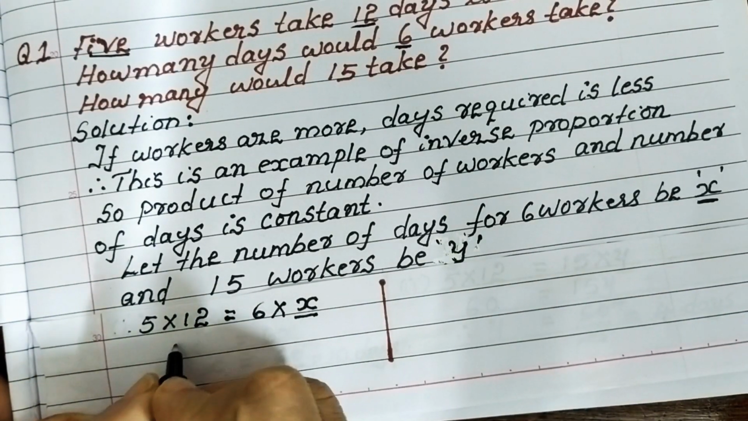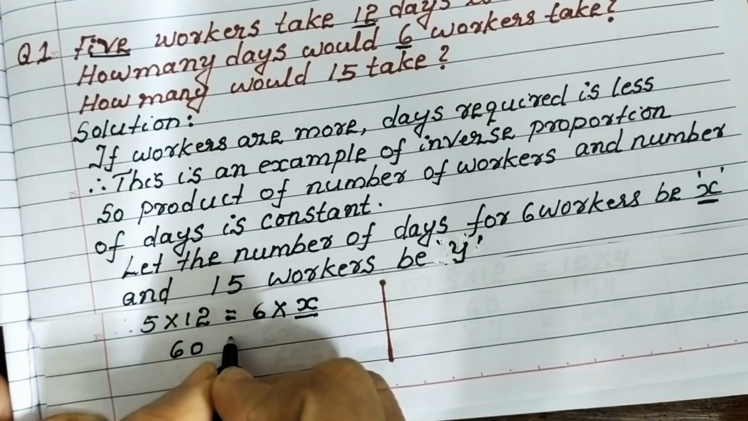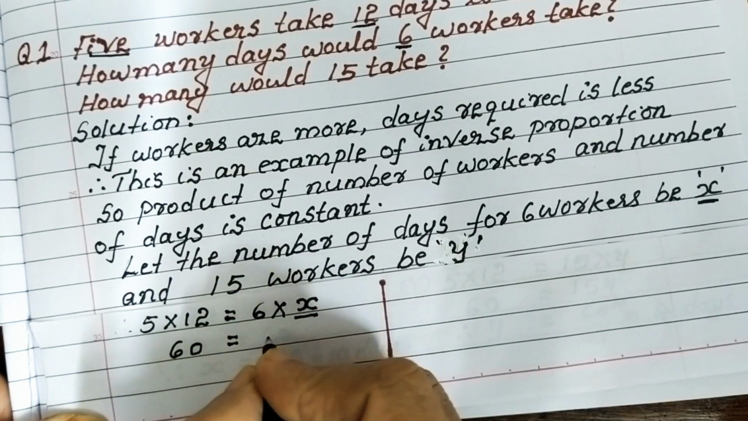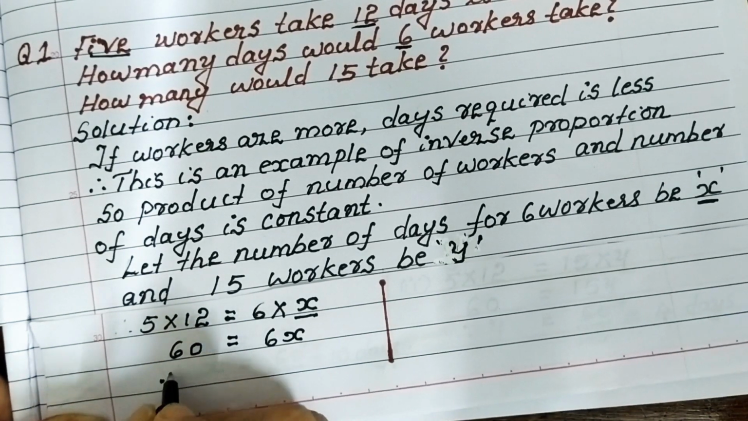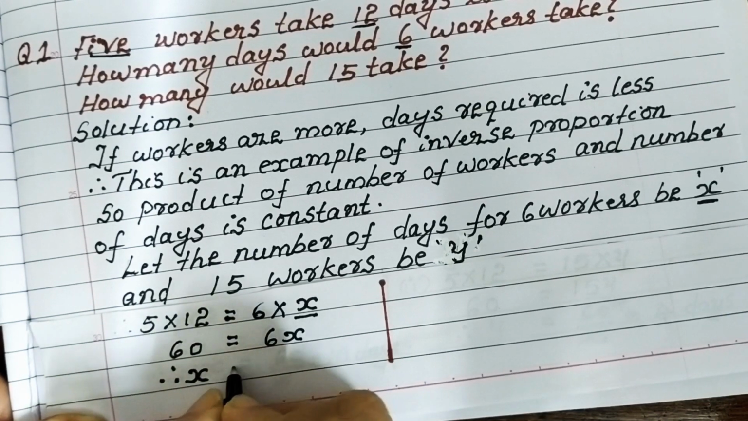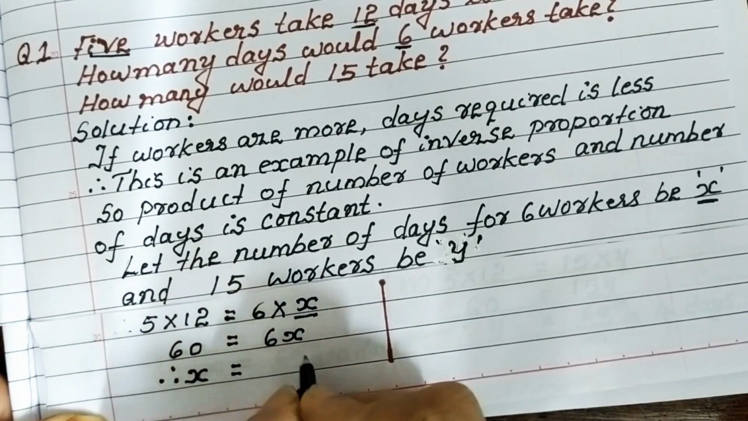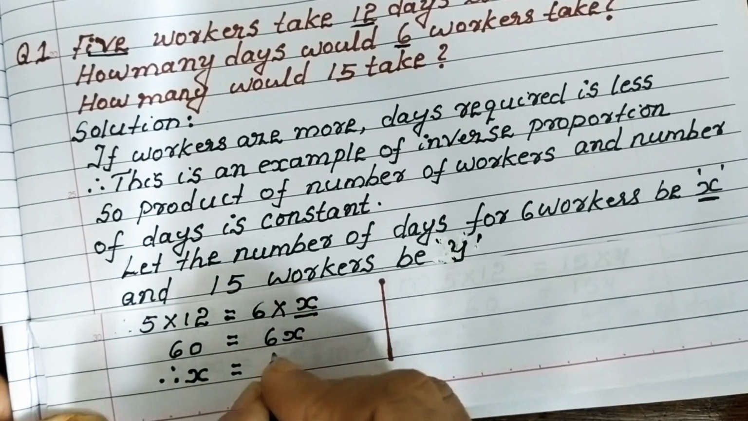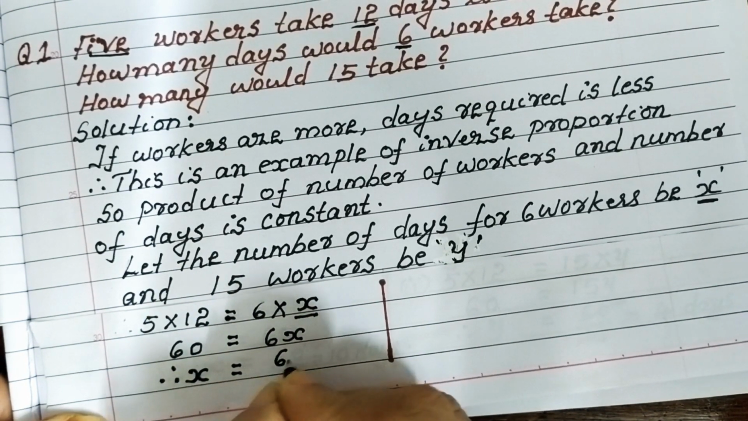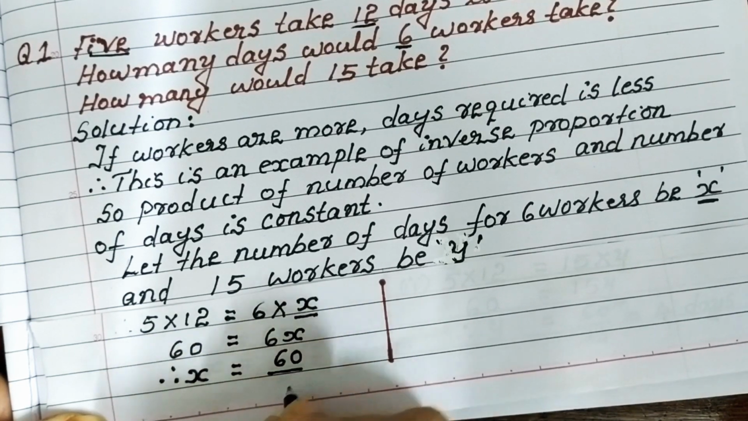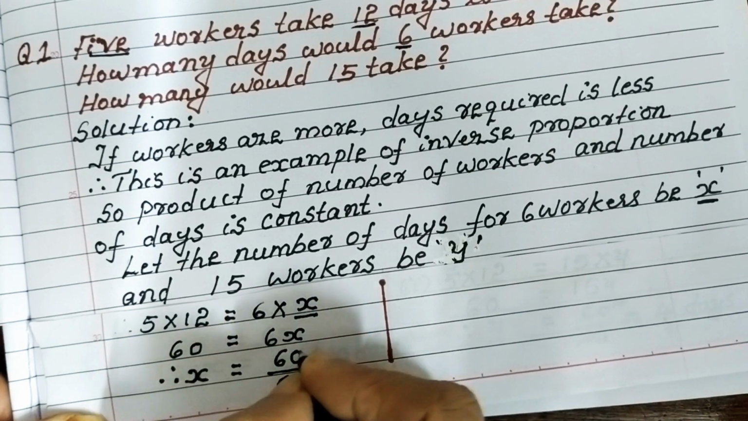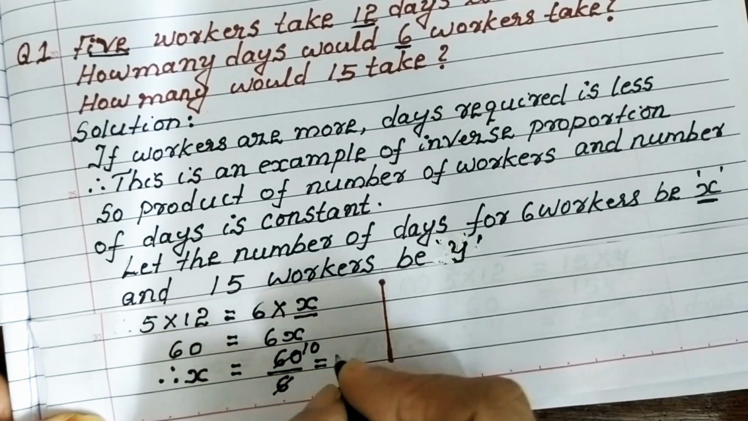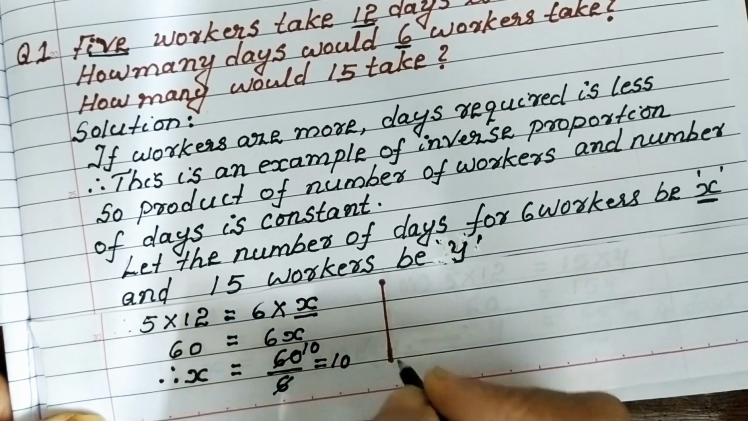So, 5 12s are 60, equals 6x. Therefore, from here we can write x equals, take this 6 to this side, that is, this will become division, 60 divided by 6. When you cancel this, you will get how many days? 10 days.